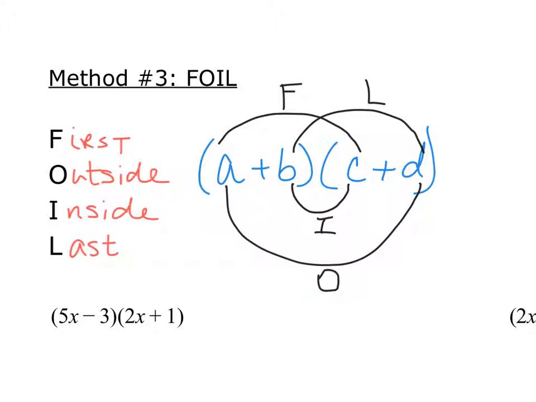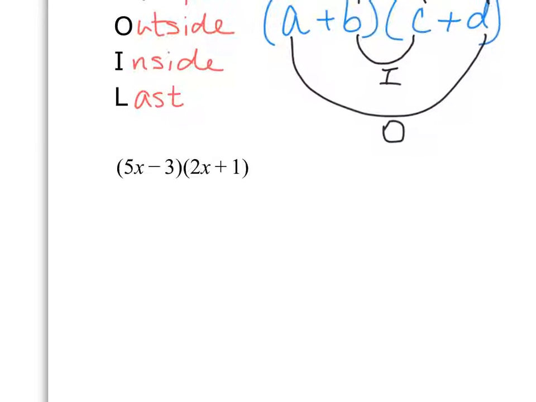All right. So like I said, this is just another method. If you think back to the distribution method, it's the same thing because you're multiplying. I'm multiplying that first term A times both parts of the second binomial, and that second term B times both parts of that second binomial. It's just another visual way of doing it. So let's use this method to multiply 5x minus 3 times 2x plus 1.